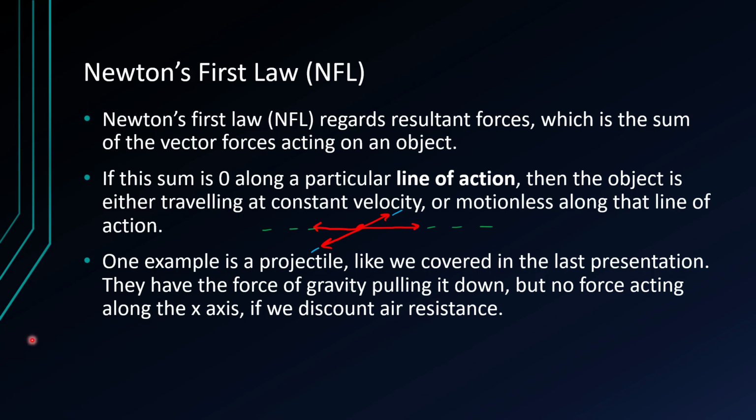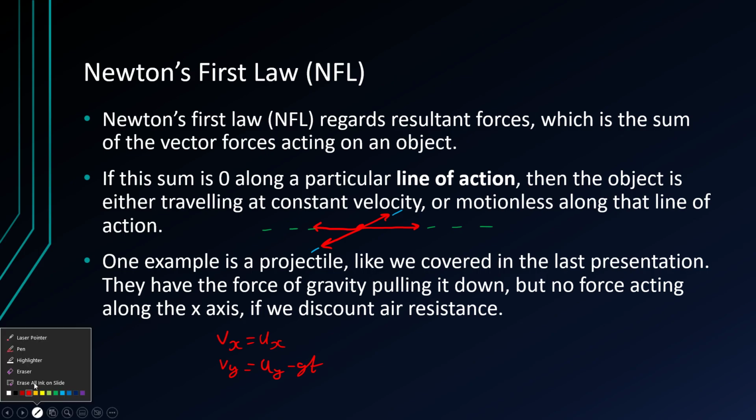A way that we've previously demonstrated this is with a projectile. Because we haven't covered projectiles with air resistance at this stage, we've assumed that there's no air resistance, and if there's no force, there can't be an acceleration, so the velocity in the x direction travels at a constant speed. So the velocity in the x direction, let's switch to red, is always the same as the initial velocity in that direction. Whereas the velocity in y, because we have gravity, is uy minus gt. But that's an example that we've already gone through.